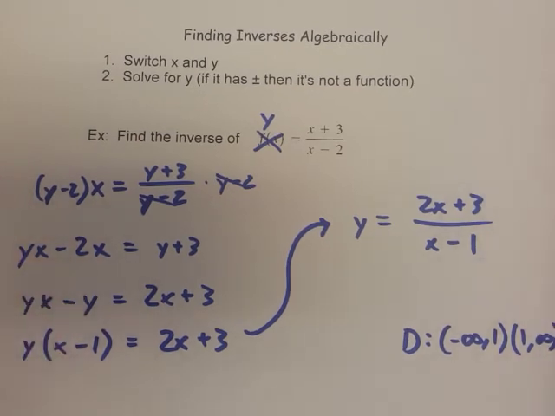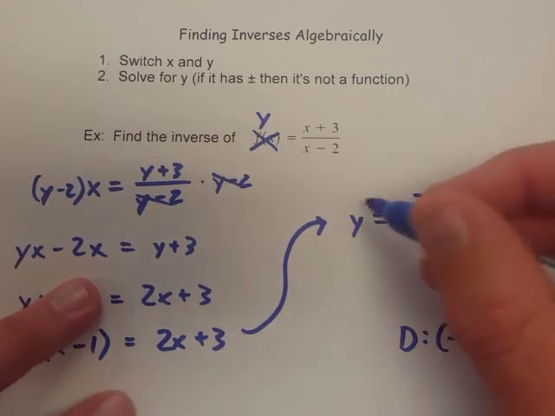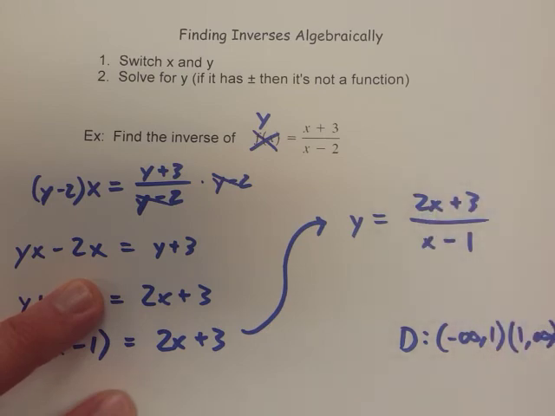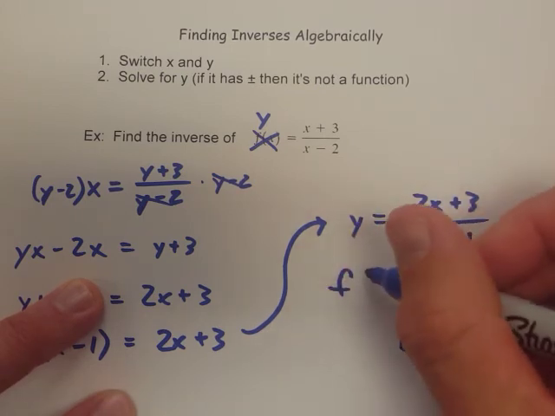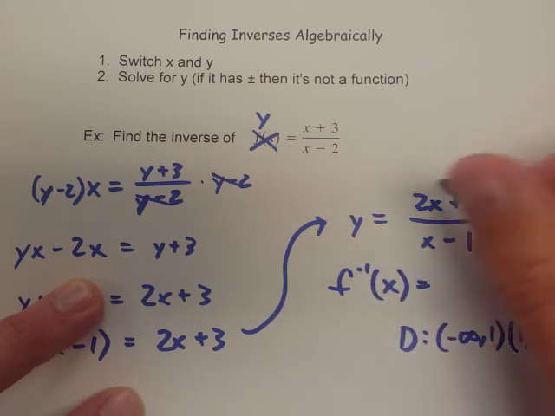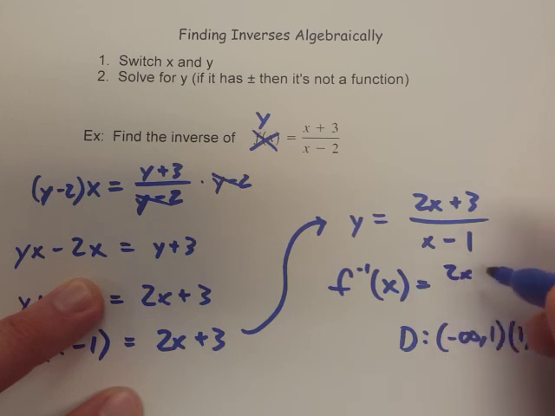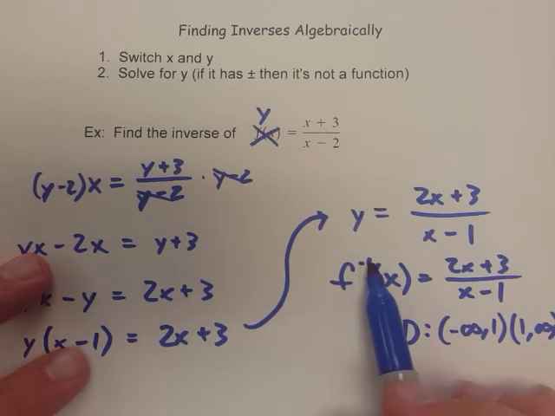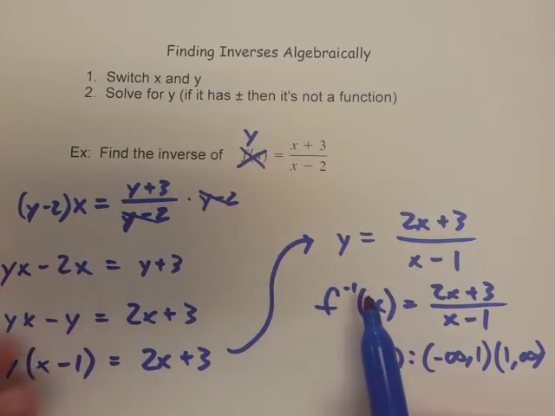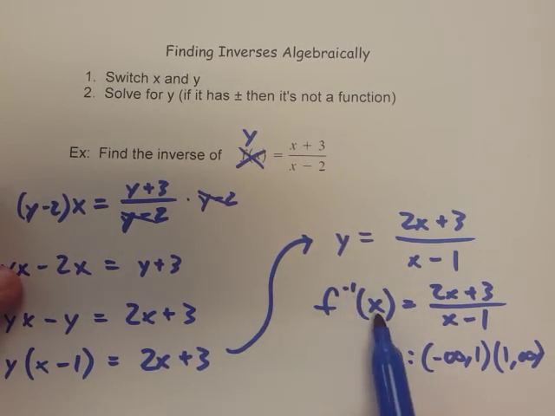And if you really want to get picky here and let your reader, or whoever's reading the problem, know that this is the inverse, then we could indicate it by using inverse notation. f inverse of x equals this thing right here. One thing I may not have mentioned in previous examples is that whenever you have this negative 1, it looks like it's an exponent, but that actually means inverse. So the way we would say this is f inverse of x equals 2x plus 3 over x minus 1.